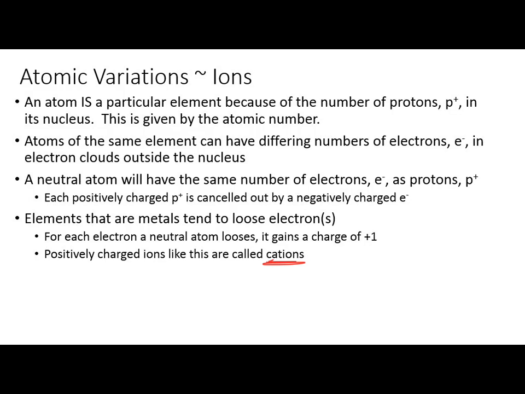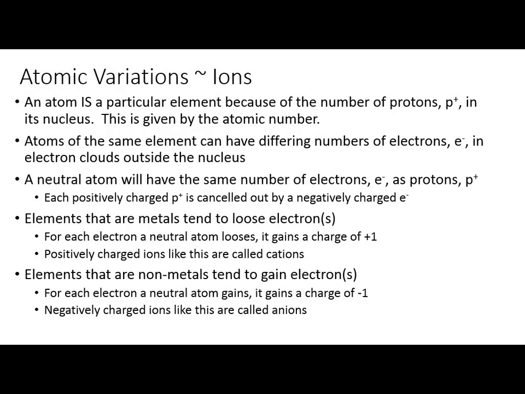For every electron it kicks off, it becomes positively charged 1. So we're going to see in a minute that some metals like to kick off 2 electrons, and then they have 2 extra protons, so then they become a +2 charge. They're 2 electrons short.